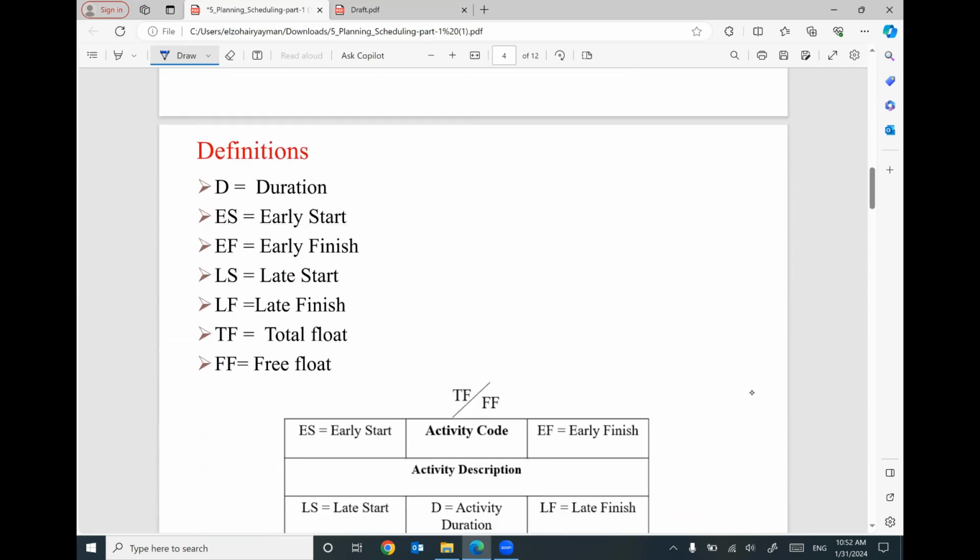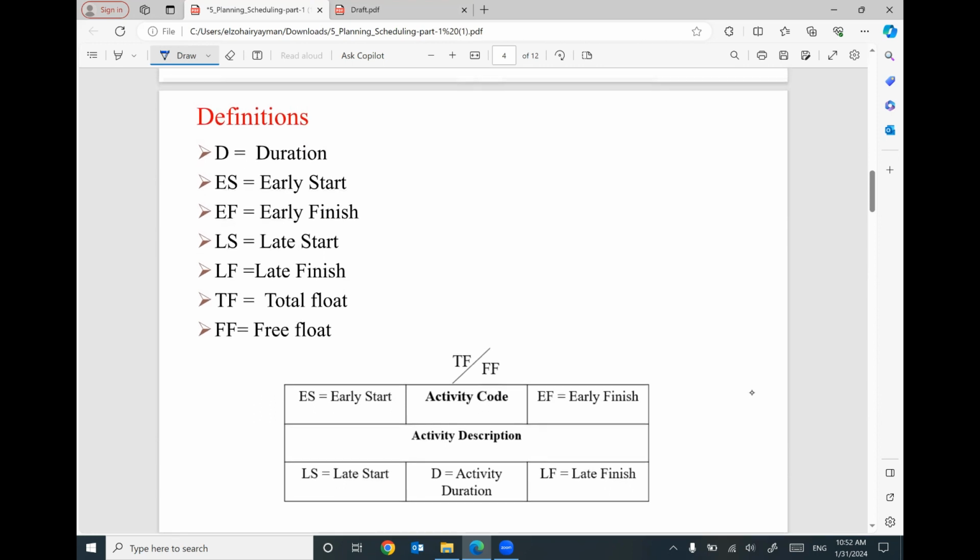We have a few concepts here and a few symbols. D represents the duration. ES means early start. EF, early finish. LS, late start. LF, late finish. TF, total float. FF, free float. I will explain the definition of each.